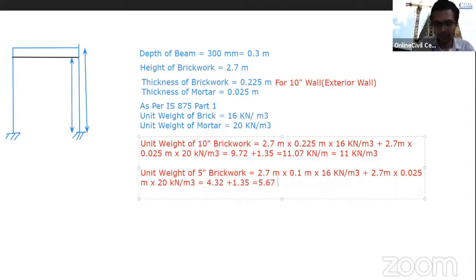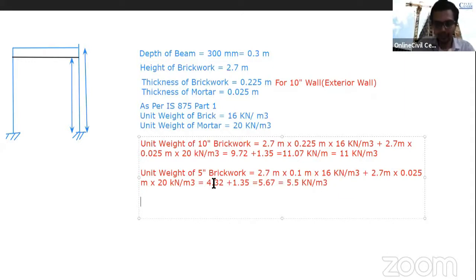So if we had taken a bit higher value of the thickness of the model, let's go with 5.5. We can take 5.5 kilonewton per meter cube. Or if you want to go with accuracy, you can take this value as well. Let's assume this is for the 10-inch brickwork. Now, what is remaining? One more thing we can do is the parapet wall.